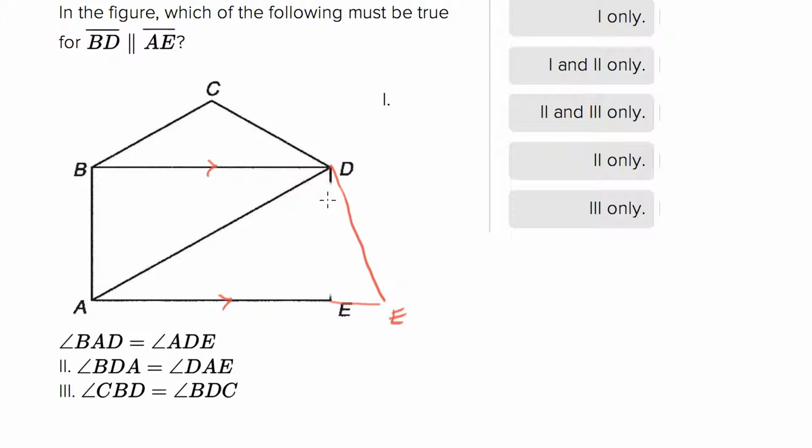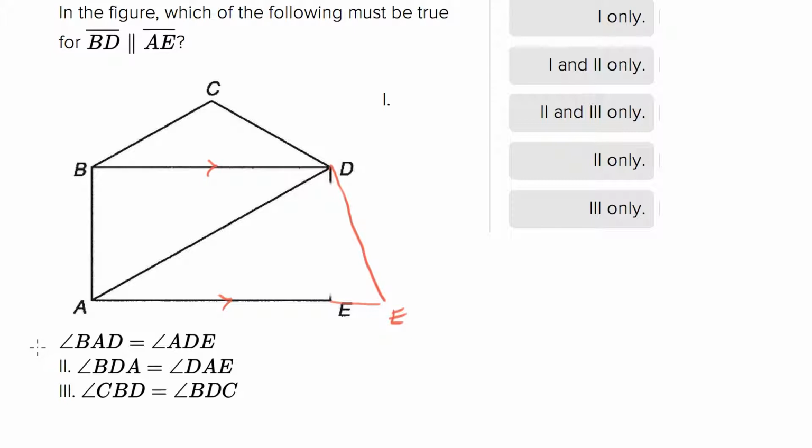So I'm allowed to do that because in the picture I wasn't told that DE was straight or right angle or any of that stuff. So I'm just making it a little bit more oblique so that I can see what is and is not parallel and which angles have the same measure, so I don't get confused. So let's say which of the following must be true.